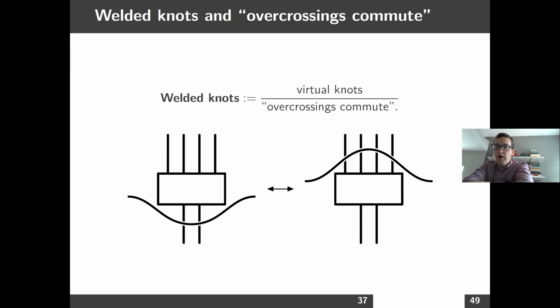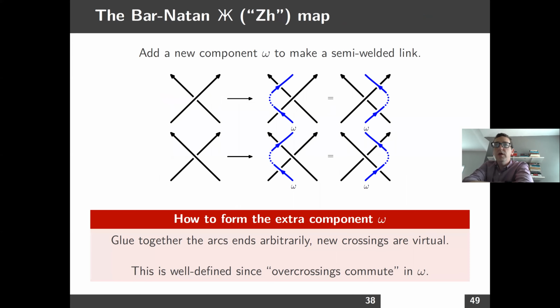So it just means you can always reorder any arc containing only overcrossings to any other arc also containing all overcrossings. Okay, so now we're ready to define the J map.